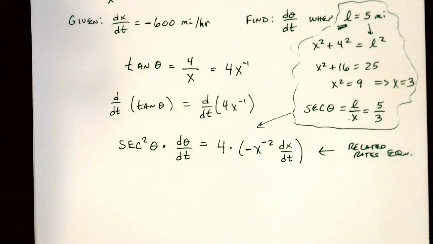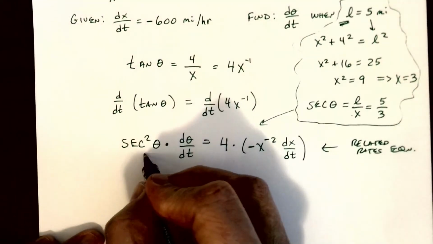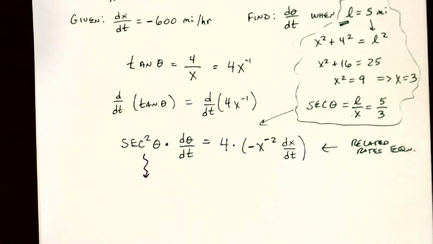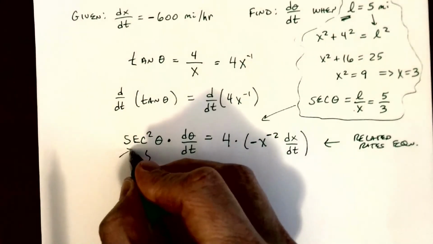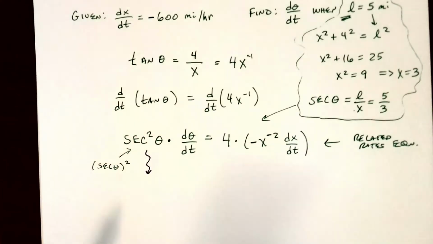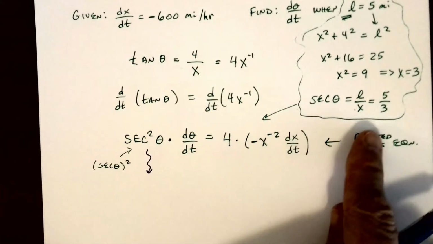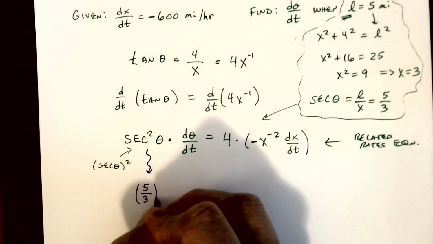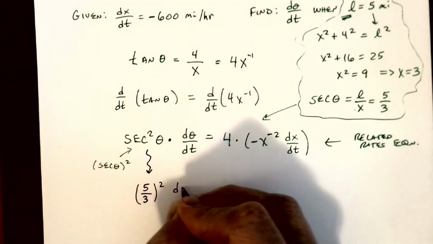And what do we get here? Secant squared theta. Remember that's secant theta squared, is what that means. What is secant theta? Secant theta is 5/3 at this instant. So this is 5/3 squared times d theta dt.